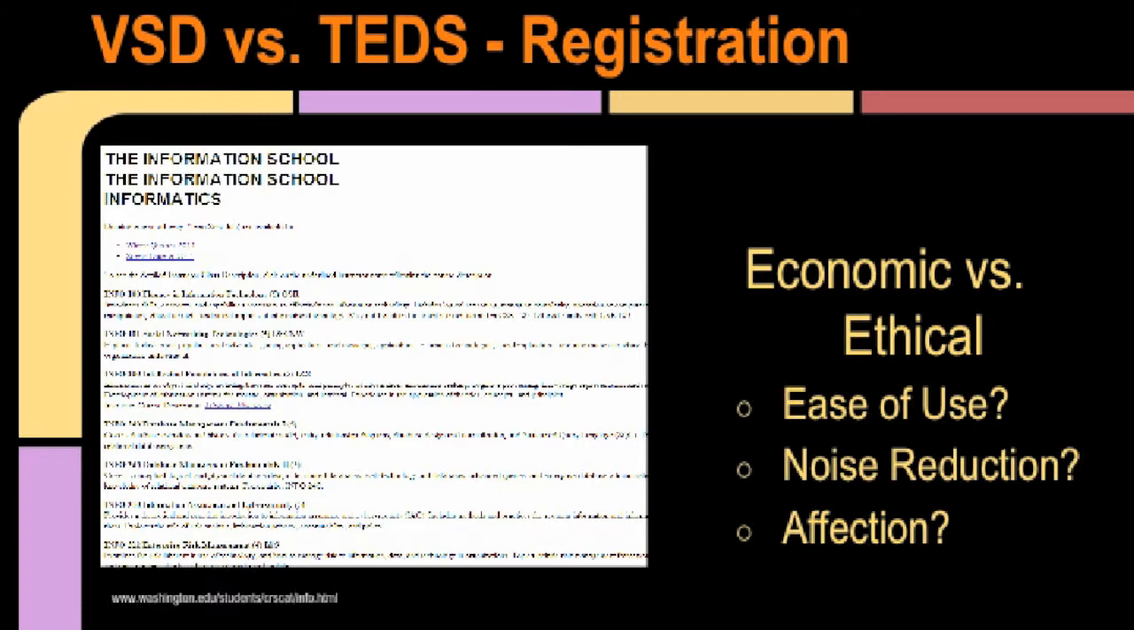Is there noise reduction? In the same way, not really, because it gives you the entire catalog and then lets you narrow it down based on what you want. But if you don't know what you want, it's very difficult to sift through all the results. And is there affection? I don't know about you, but I've never had an amazing experience with the registration system, so I'm not particularly thrilled every time I have to use it.